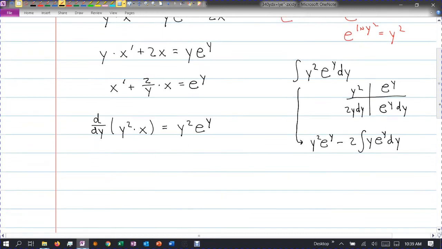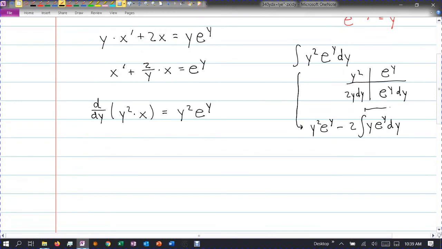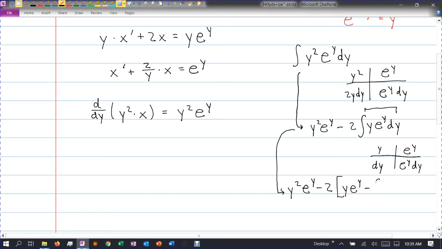And now I do integration by parts again on this piece right here. So we have this time y here, e to the y dy here, and e to the y. So we get y squared e to the y minus 2 times, now here comes my integration by parts on the second one, y e to the y minus the integral of e to the y dy.